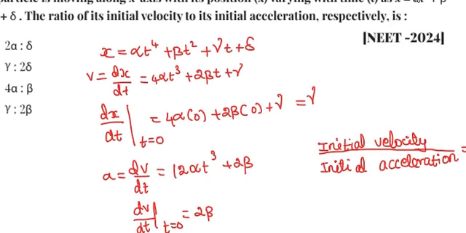In this question, the x equation is given, which represents the position. We need to find the ratio of initial velocity to its initial acceleration. So x = αt⁴ + βt² + γt + δ. If we differentiate x with respect to t, we get the velocity. At initial time, substituting t = 0, the initial velocity becomes γ. If we differentiate v with respect to t, we get the acceleration, which is 12αt² + 2β. So dv/dt at t = 0 becomes 2β. So the ratio of initial velocity to initial acceleration is equal to γ divided by 2β.